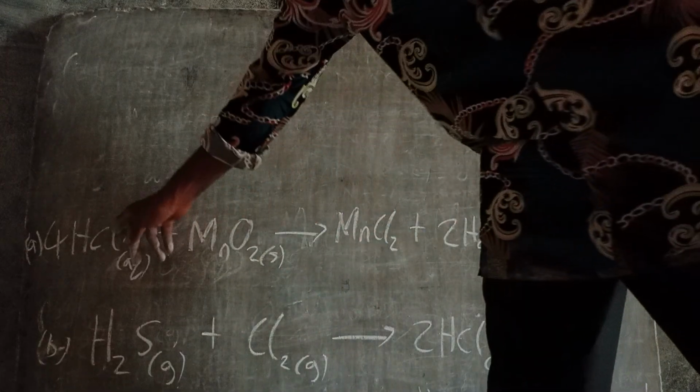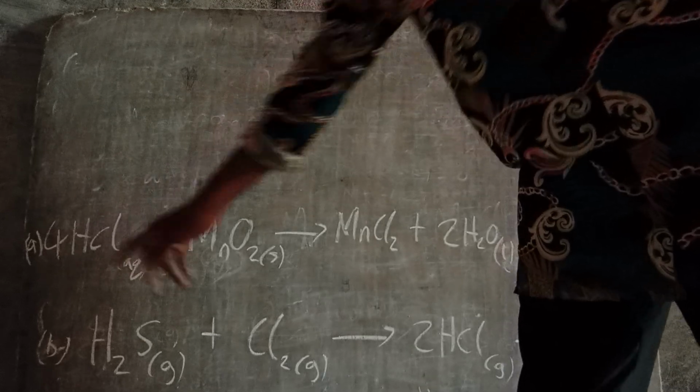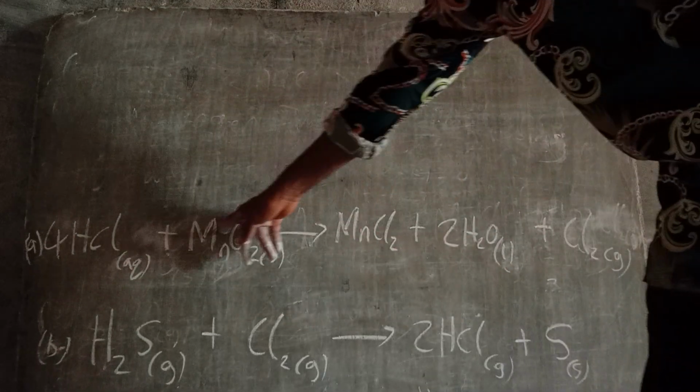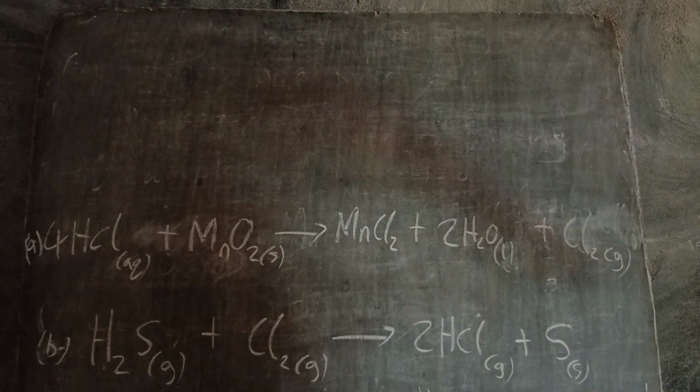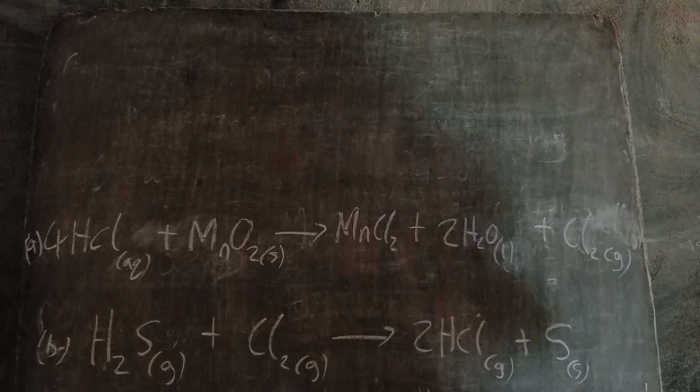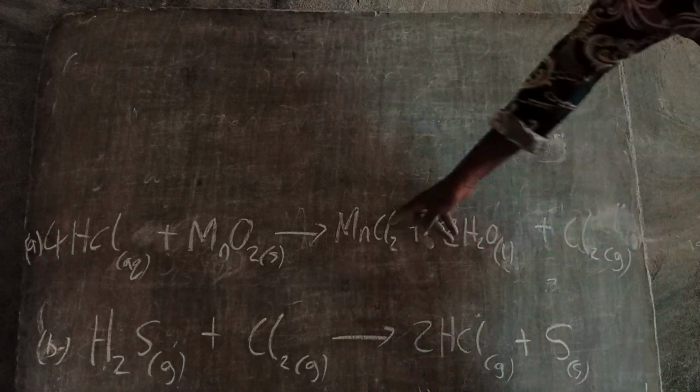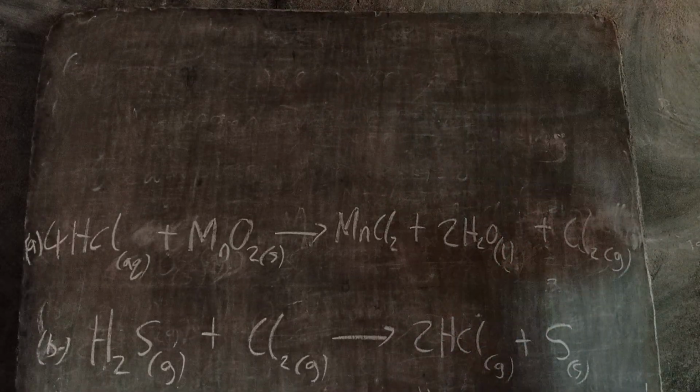We visit chlorine. Chlorine is what? 4. We check the reactant side. Chlorine is 2 here, 2 here. 2 plus 2, 4. Chlorine is balanced.